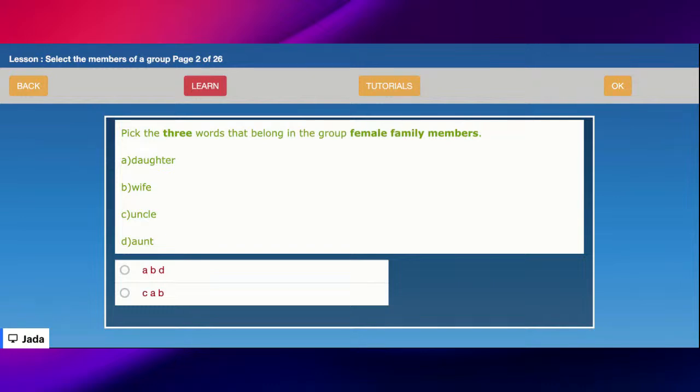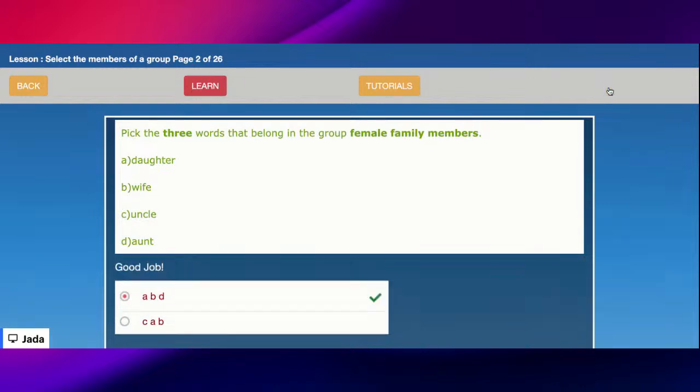Guys, just put one or two, okay? Is it option one or option two? Just let me know. So option one, right? ABD. So that would be daughter, wife, and aunts.